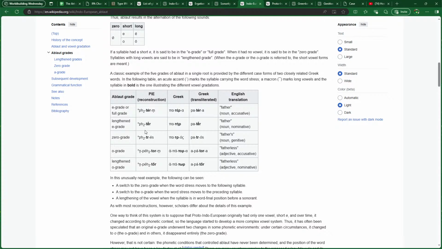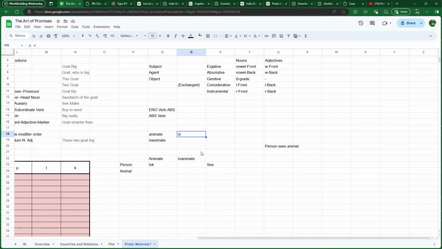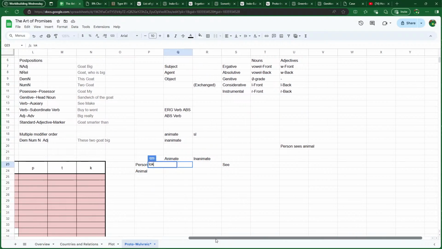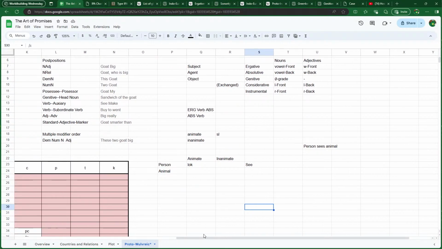Also, pter is where the English word father comes from, in case you're wondering. It means father. Pter, father. I'm trying to have a similar system. So person will just be lock. I'm using the absolutive as the dictionary form.